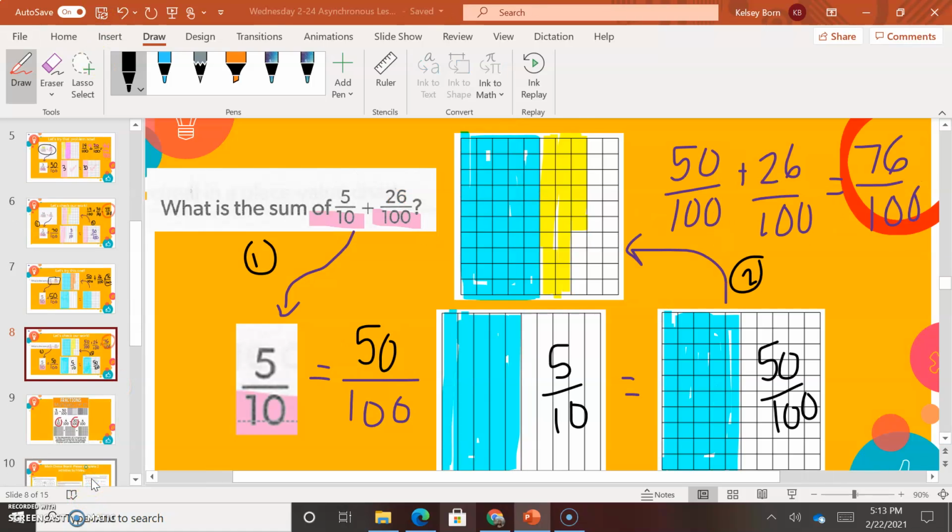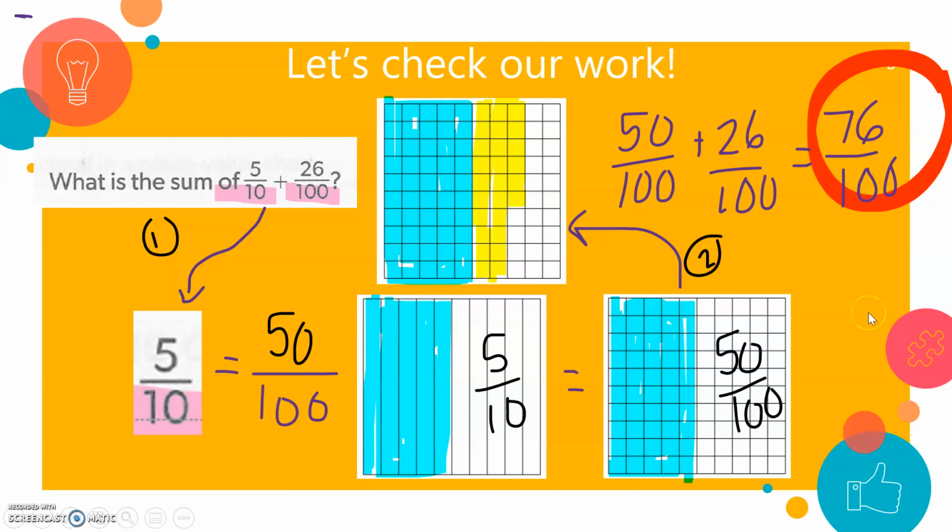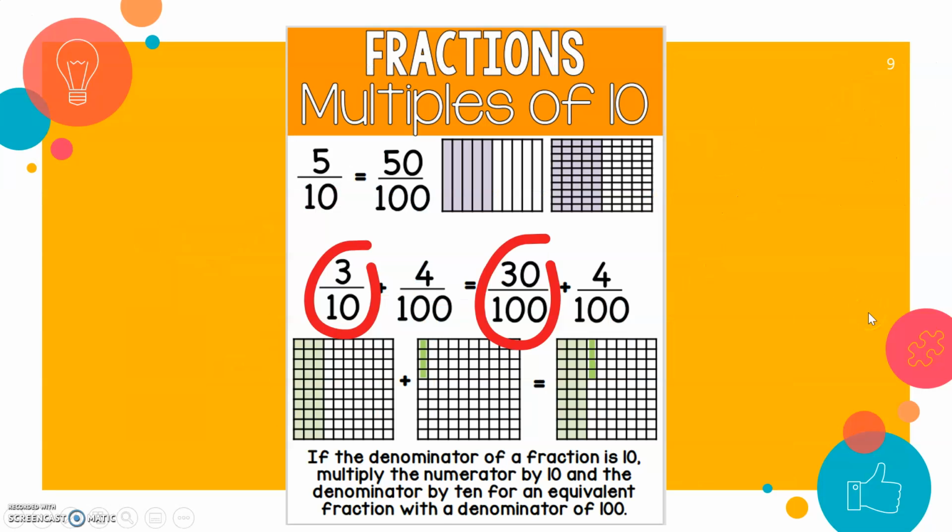And we can check the teacher work. There you go. That's what we did. 5/10 is the same as 50 hundredths. 50 hundredths plus 26 hundredths is 76 hundredths, right? So this is our lesson today, you guys. You're going to be practicing this skill today in your work time.